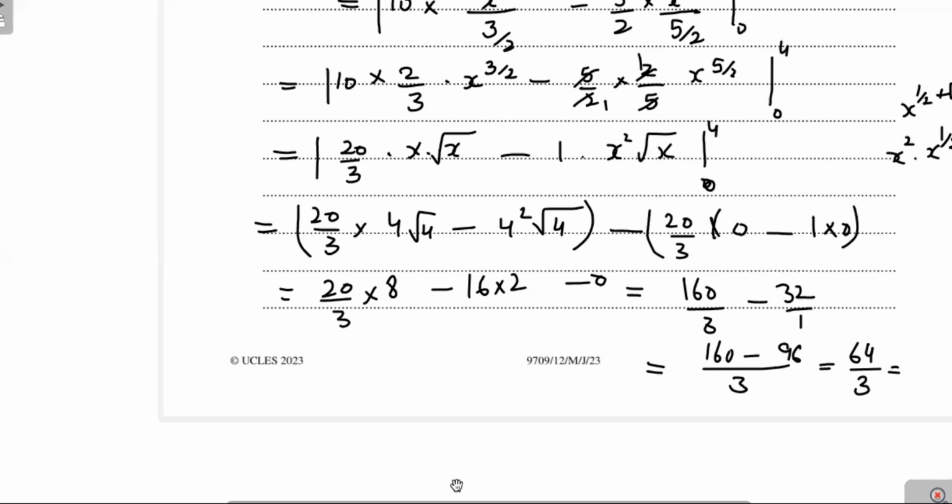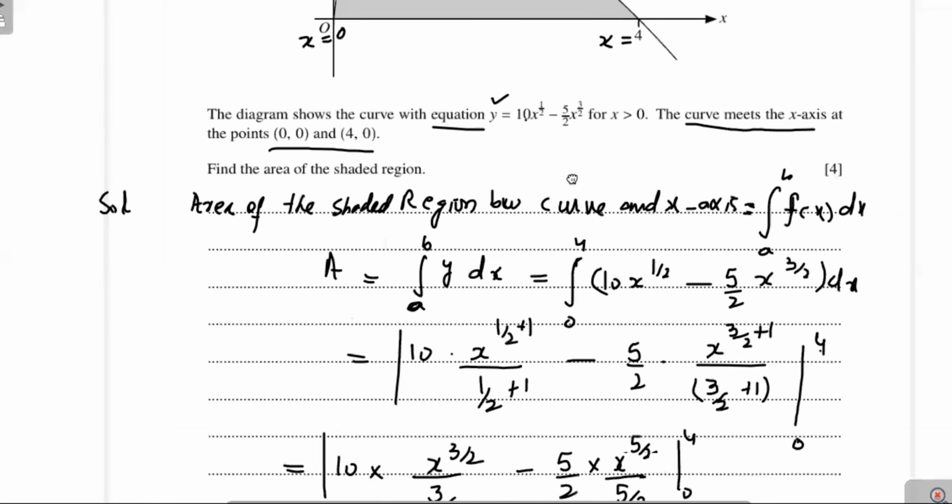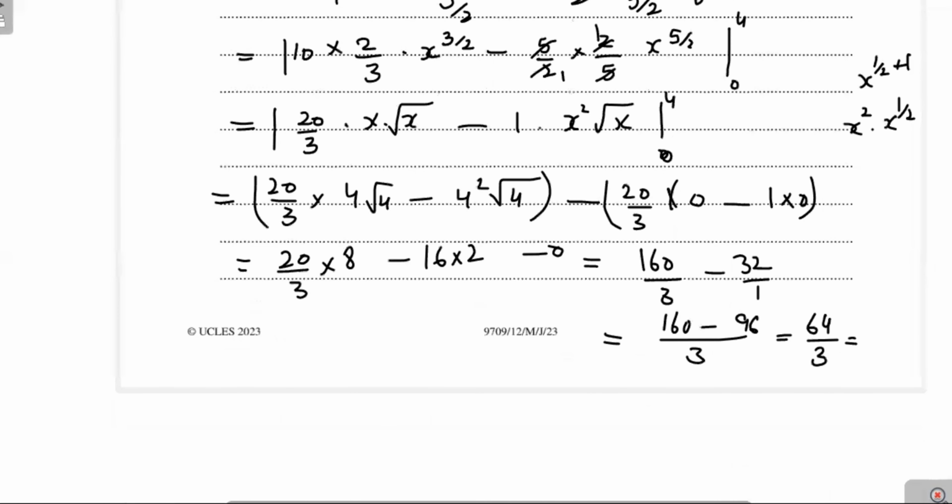And this is the area of the shaded region, and this is the answer.